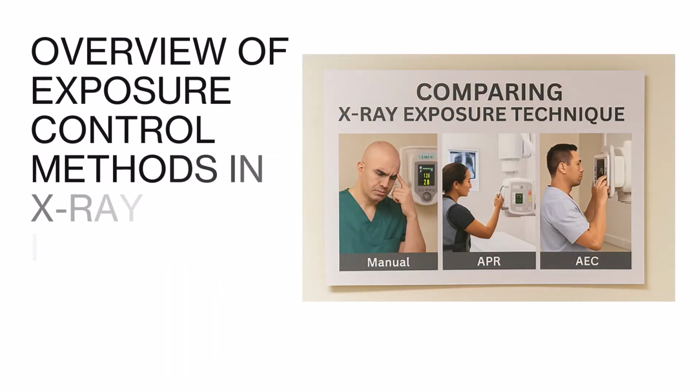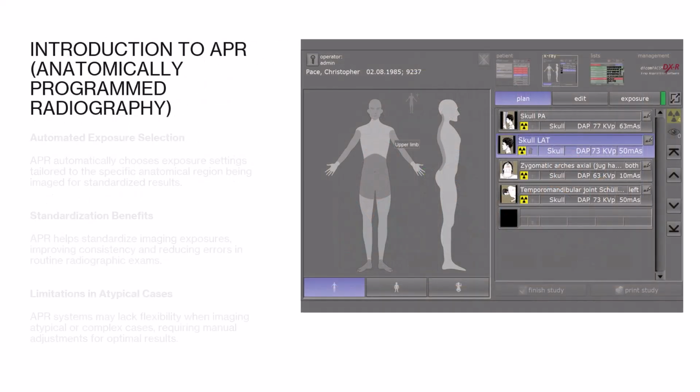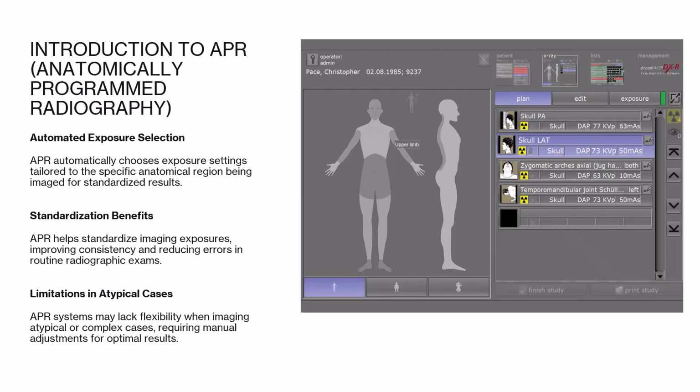Understanding the primary exposure control methods used in X-ray imaging is essential. This section introduces anatomically programmed radiography, automatic exposure control, and technique charts. APR is an automated system that selects exposure parameters based on the anatomical region being imaged. It helps standardize exposures, but may lack flexibility in atypical cases.